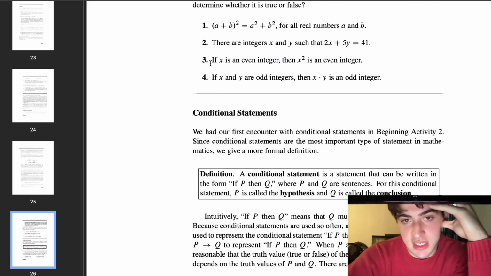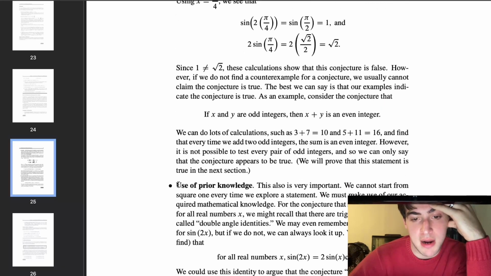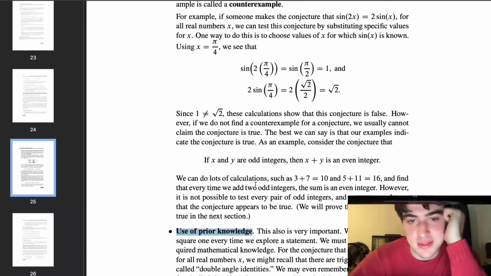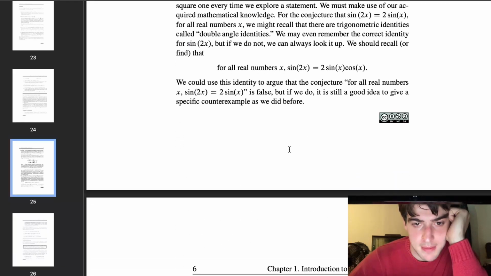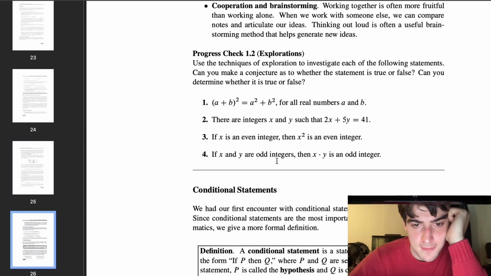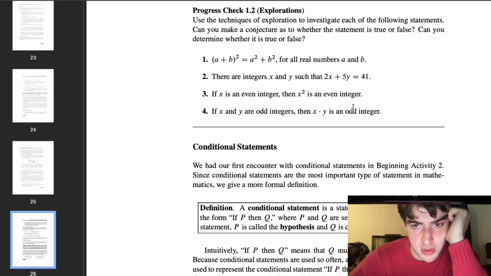What are the other methods? Should I use any of these other ones? Use of prior knowledge, I guess, but that's just to make a conjecture. All right. If x is an even integer, then x squared is an even integer. This one might be a little bit more tough.